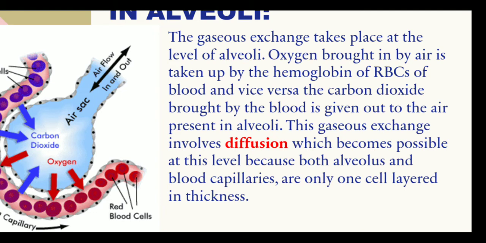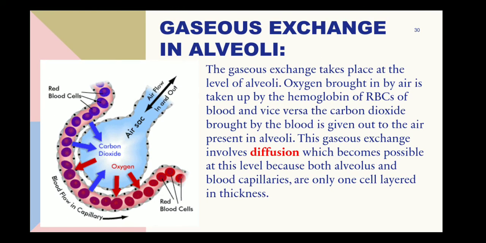So the gaseous exchange involves diffusion, which becomes possible at this level because both the alveolus and blood capillaries are only one cell layer thick. Their thickness is very little, they are very thin, and therefore this gaseous exchange through diffusion can easily take place.